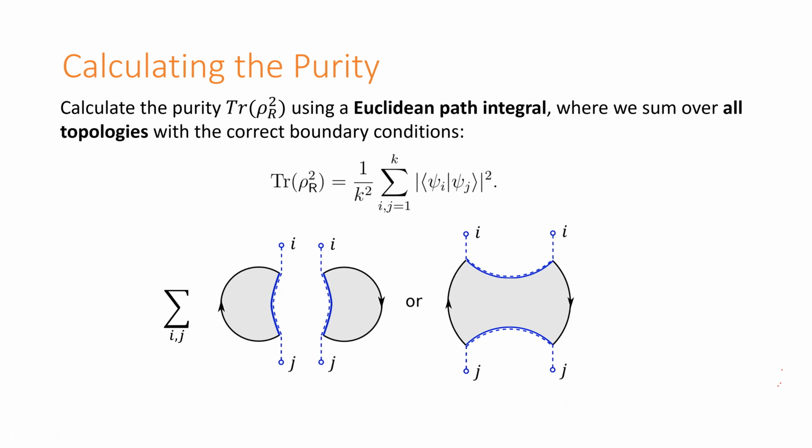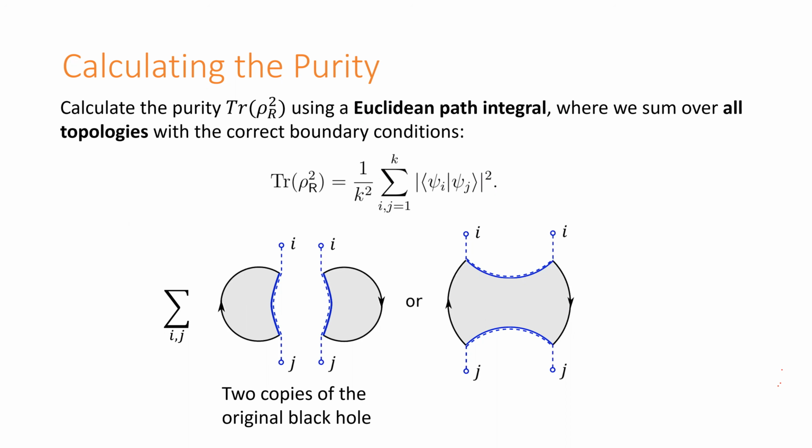So now we have to look at the topologies that have these boundary conditions. There's a lot of them, but the only two that will matter are the two that I've shown. The first is basically two copies of the original Euclidean black hole. This disk is the Euclidean black hole that I showed a few slides ago, and we just have two disconnected copies of it. This is the thing that's going to give you the naive Hawking answer.